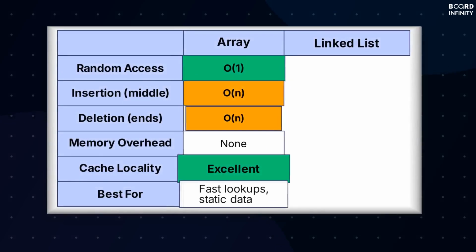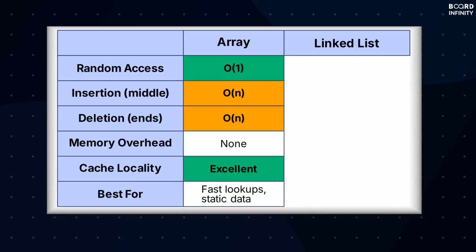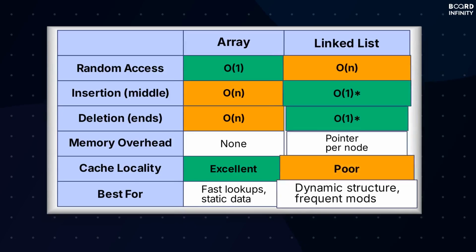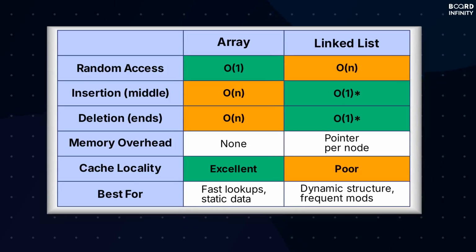Arrays are your tool when you need speed of access, offering constant time for random lookups. Linked lists are your tool when you need flexibility of structure, providing constant time for insertions and deletions once the position is known. Understanding this trade-off is fundamental for making informed design decisions.